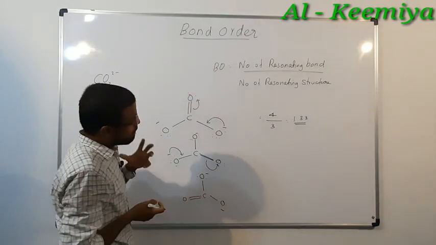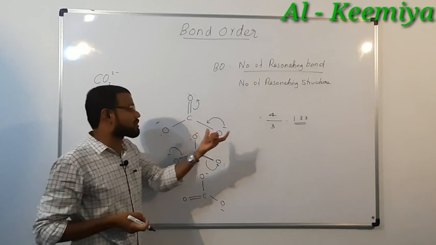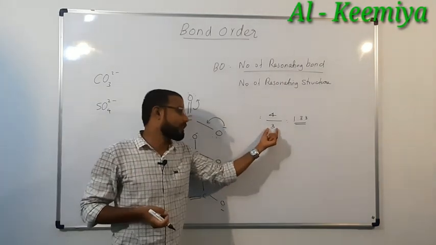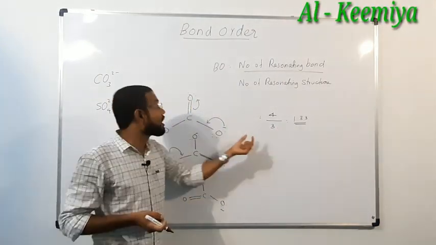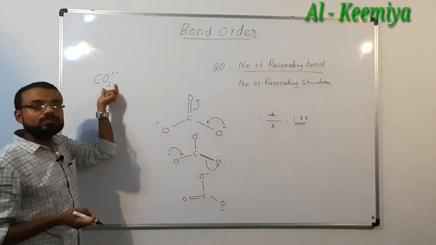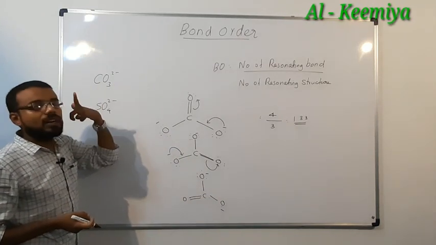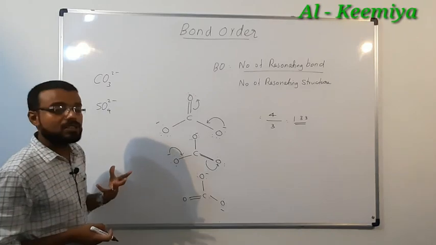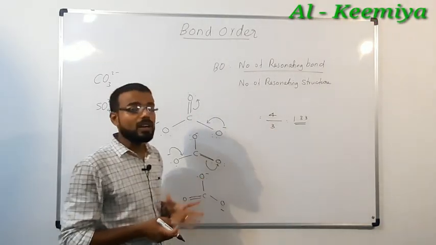Now listen here. Here the number of resonating structures is equal to the number of peripheral atoms. What is the number of resonating structures here? 3. How many peripheral atoms here? 3 peripheral atoms. So the number of resonating structures is always the number of peripheral atoms.